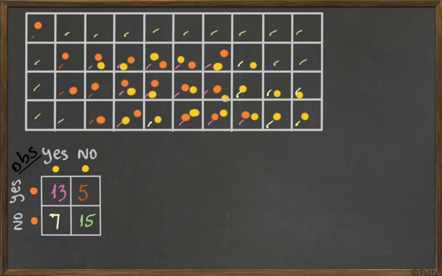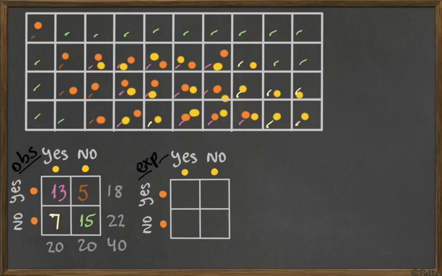So let's calculate the chi-square. How do I do that? I add the lines, I add the columns, I get those values over there, and I'll make here a table for expected.